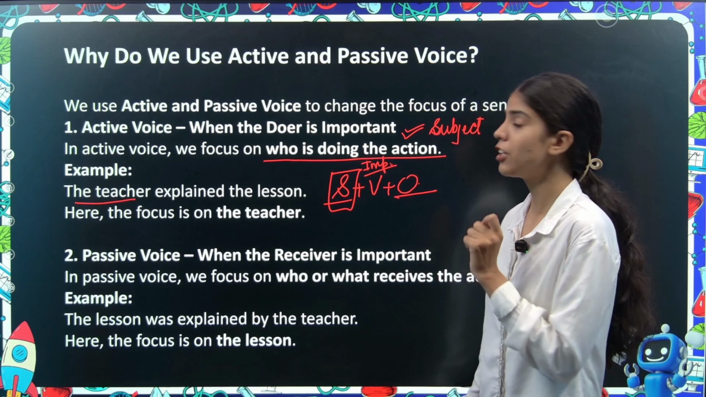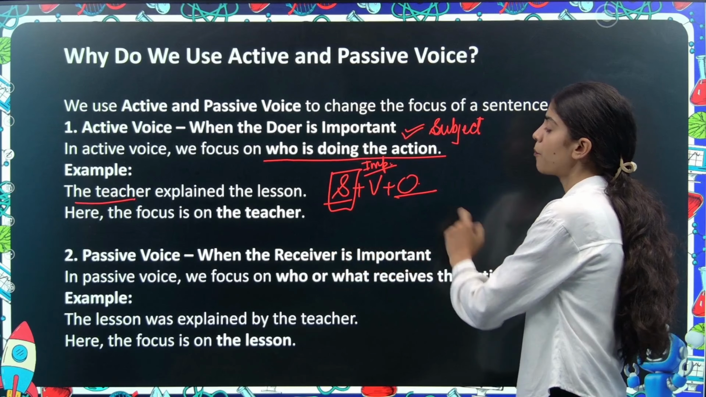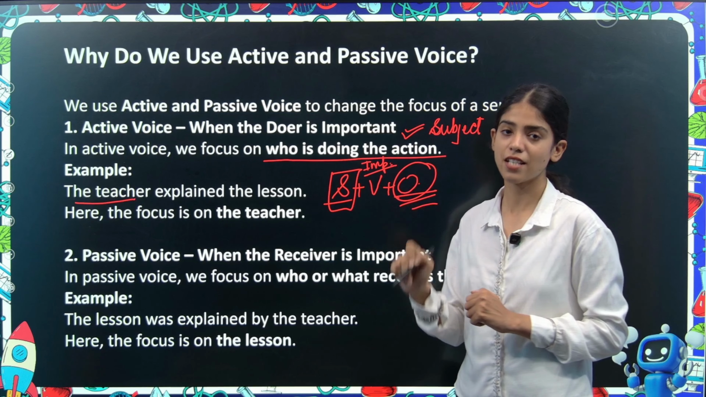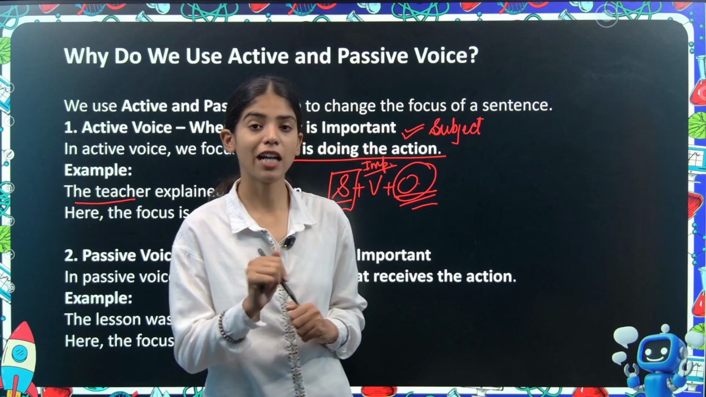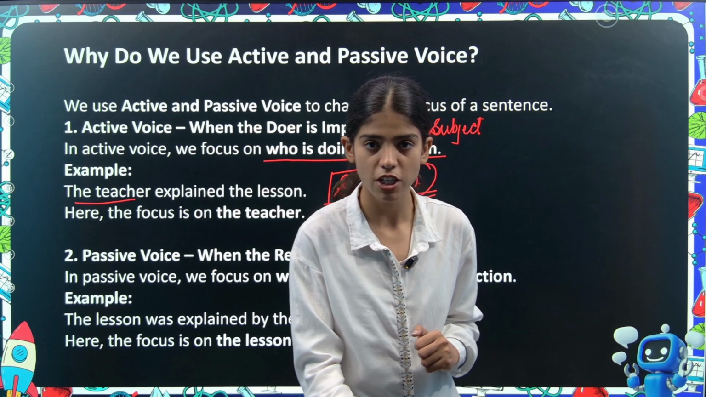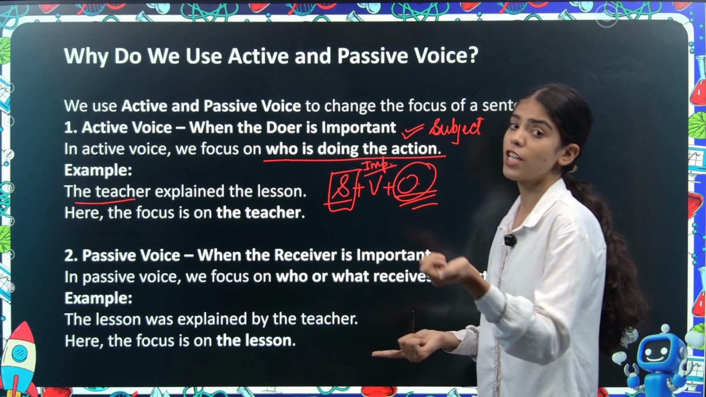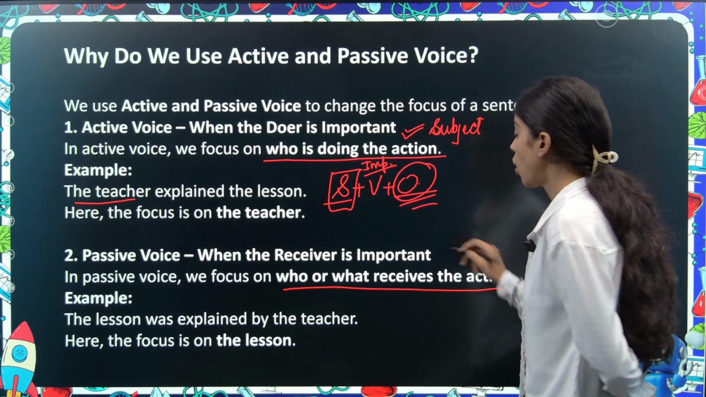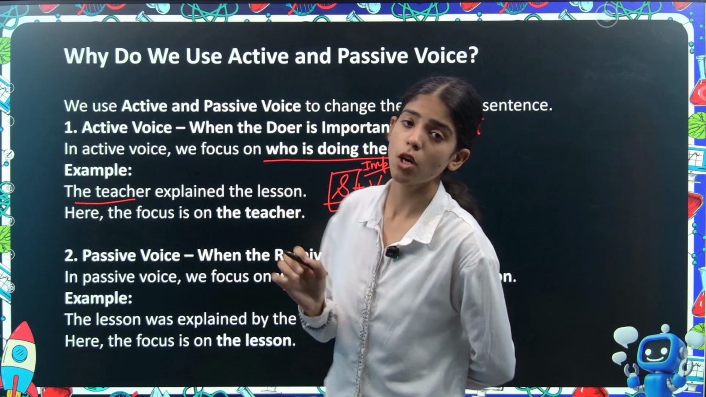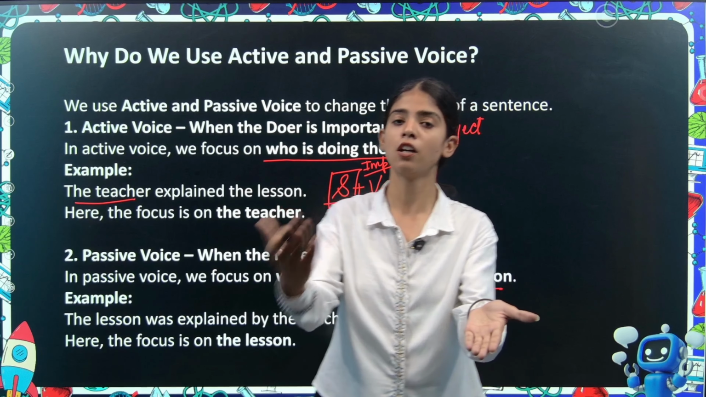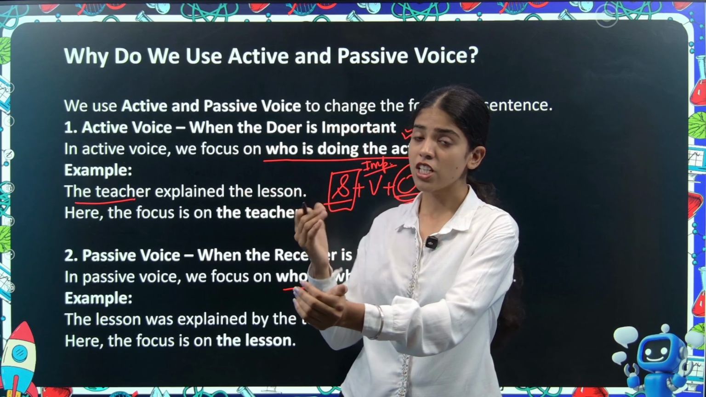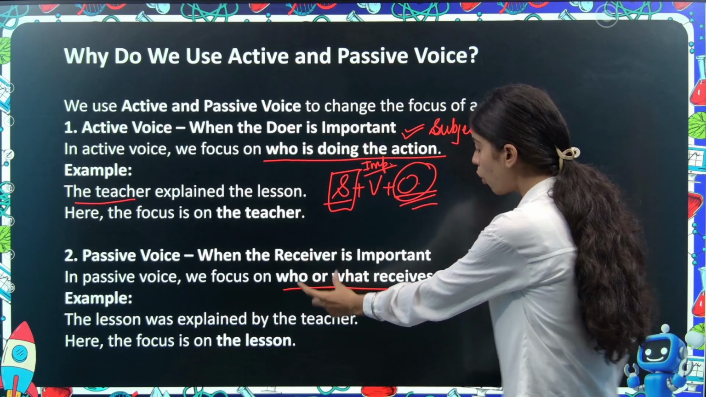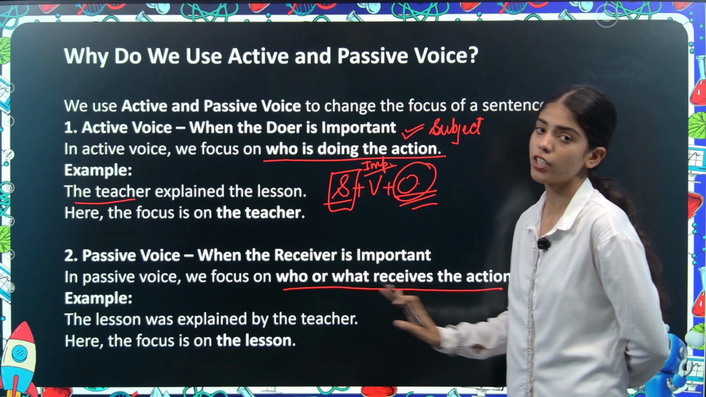And if we talk about passive voice, when the receiver is important, who is the receiver? The object. Object is considered as the receiver. So in passive voice we are giving importance to the receiver of the action, or the object of the sentence. In passive voice we focus on who or what receives the action. मतलब ये जो object है, this object can either be living or non-living. ठीक है? The action which is being received by the object can be living or can be non-living. So who in the case of living and what in the case of non-living.